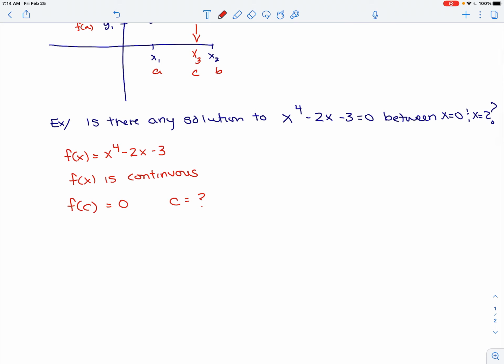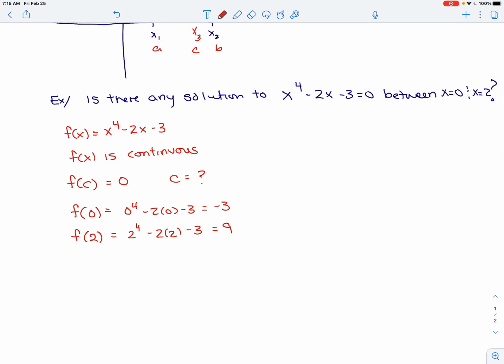And to do that, I just need to show that f of my a value, which is 0, and f of my b value, which is 2, I need to show that those y values are above and below the y value 0. So we can see if we put 0 in, we get minus 3, and if we put 2 in, we get 16 minus 4 minus 3, I think that's 9.